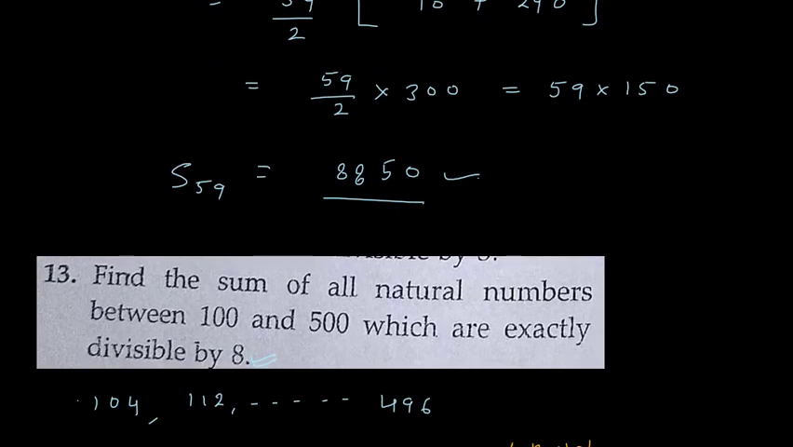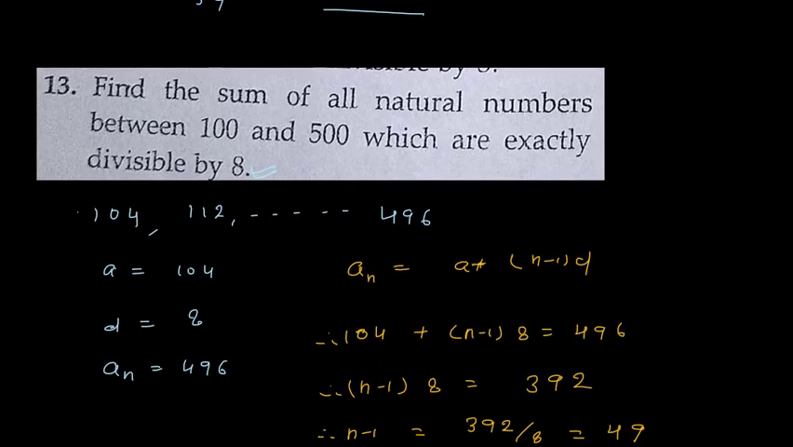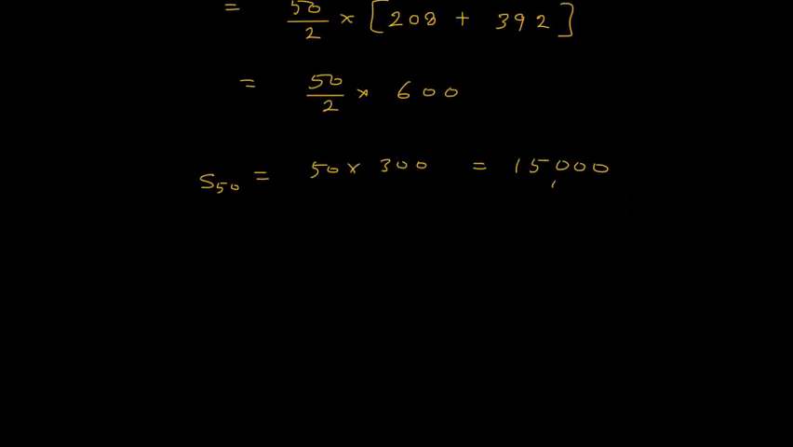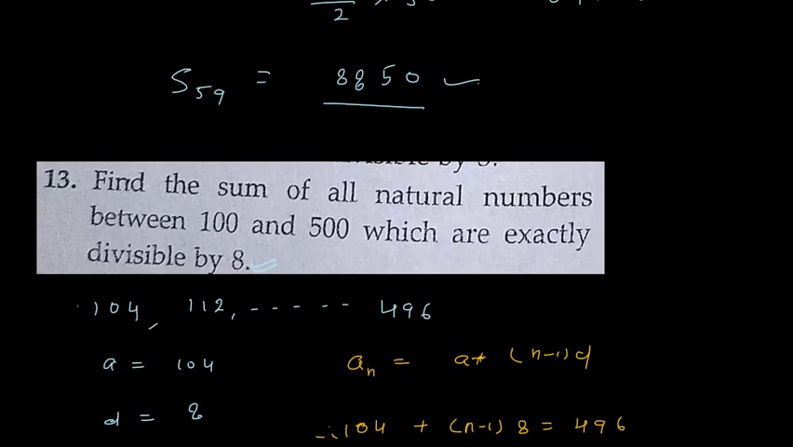So the problem was to find the sum of all natural numbers between 100 and 500 which are exactly divisible by 8. So the sum of all those natural numbers is 15,000. This is your problem 30.